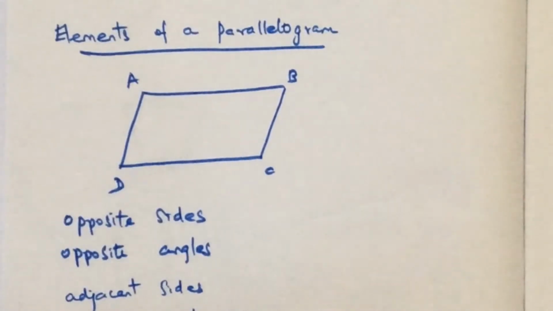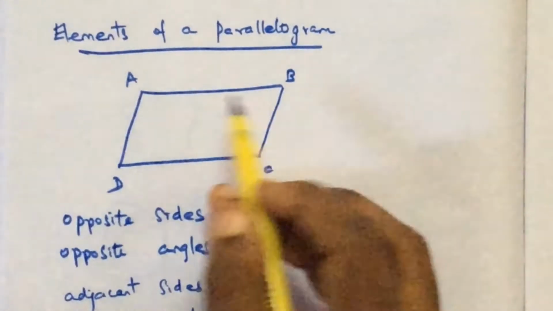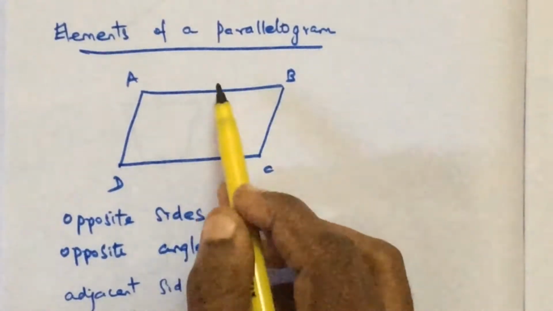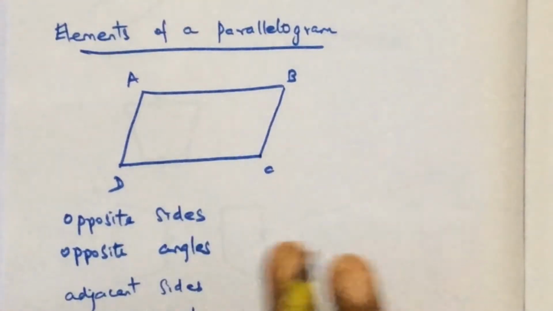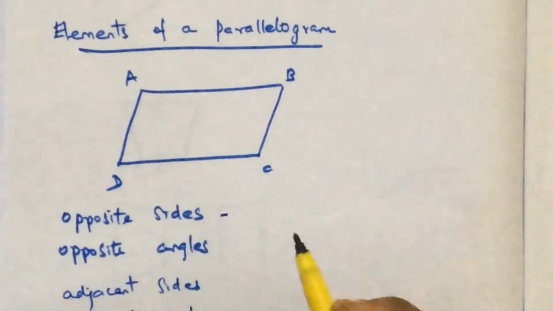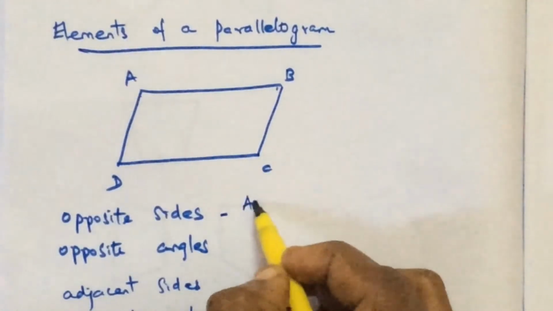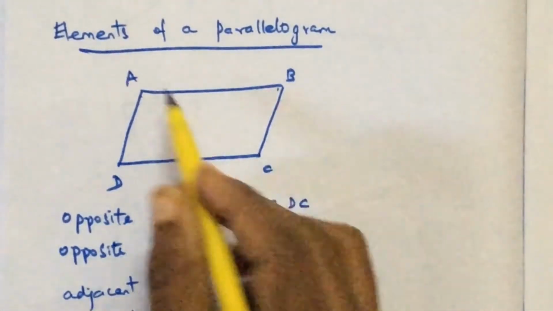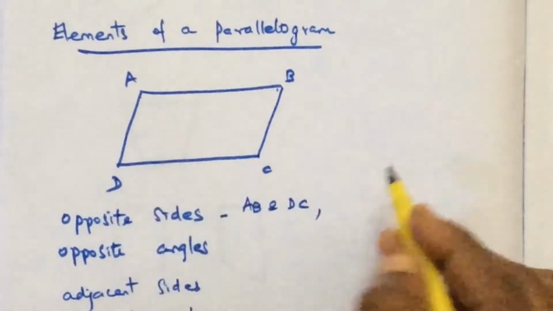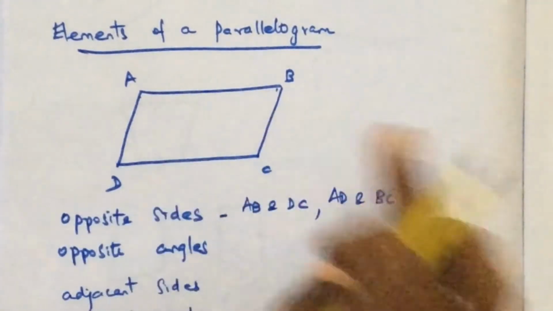Next thing we are going to say is elements of a parallelogram. What are the elements in a parallelogram? Consider a parallelogram ABCD. Here these two sides are parallel and these two sides are parallel. So opposite sides are parallel. What are opposite sides? AB and DC are opposite. This is one pair of opposite sides. Another pair is AD and BC.